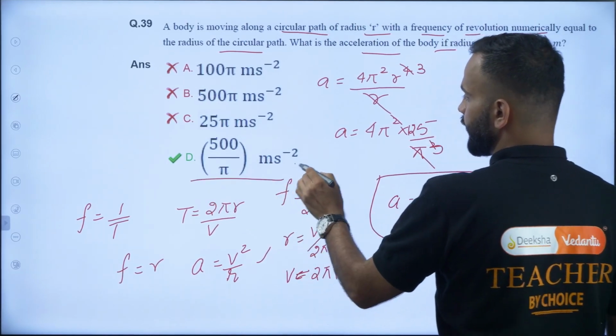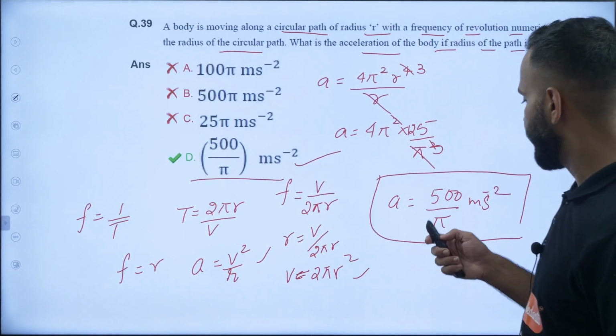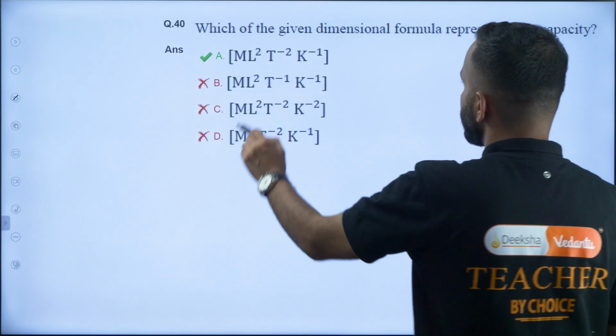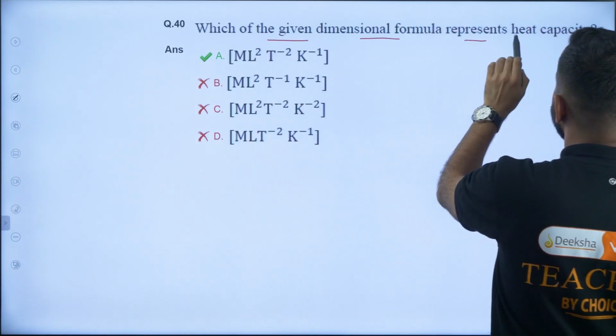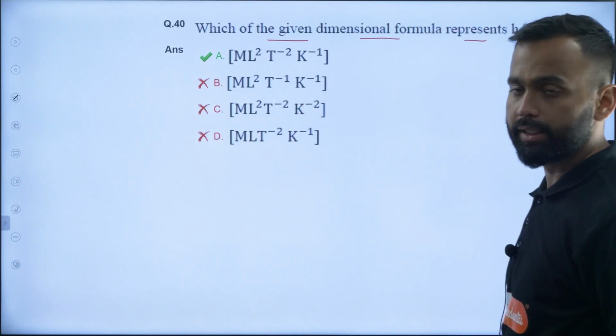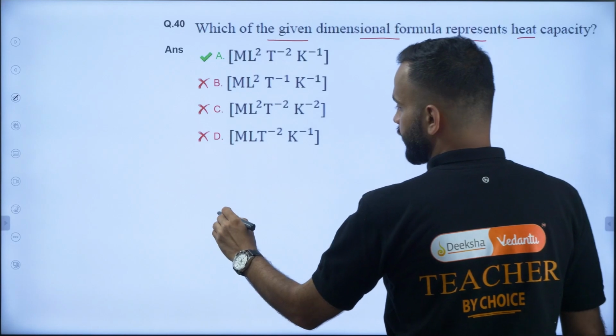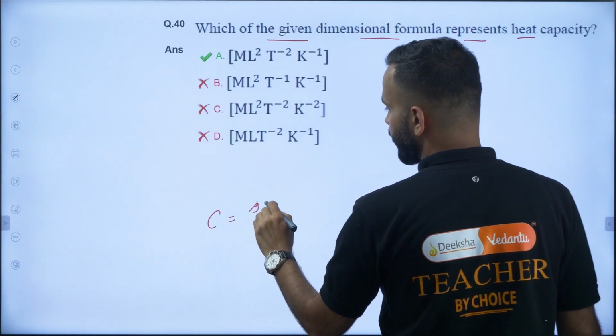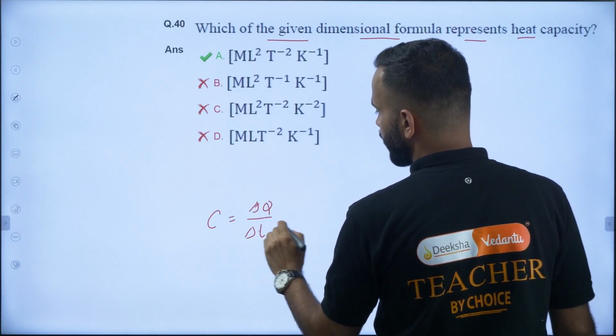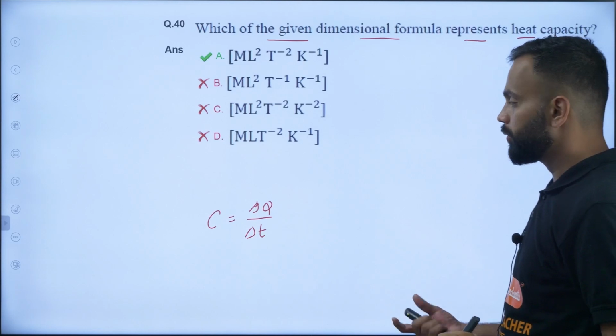The correct option is D. Okay, question number 40. Which of the given dimension formula represents heat capacity? So heat capacity C is equal to delta Q divided by delta T. Delta Q, what is the dimension formula of the delta Q?